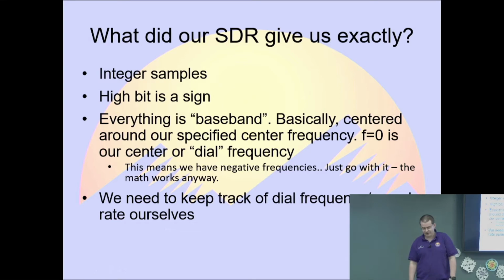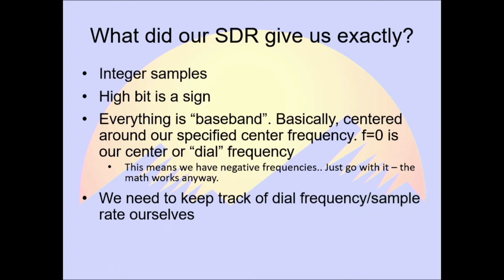But anyway, what did our RTL SDR actually give us? It gave us integers, signed integers. So the high bit is the sign bit. Everything is in what we call baseband. So I have a dial frequency, right? And we set that dial frequency to be 0 in what comes out of the SDR. And everything else is an offset to that.